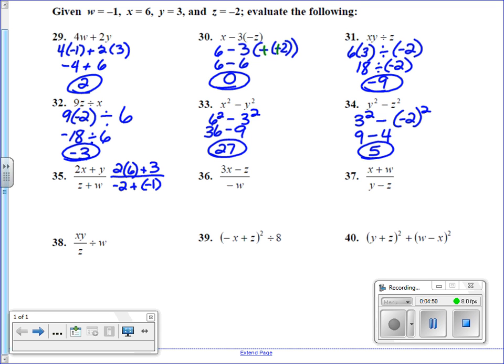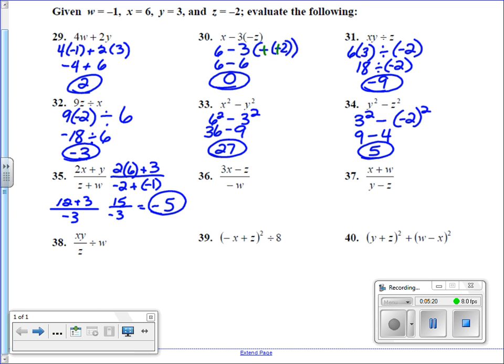2 times 6 is going to be 12 plus 3, all over negative 2 plus negative 1 is going to be negative 3. See how I'm doing all my math upstairs and downstairs, or above the fraction bar and below the fraction bar. 12 plus 3 gives me 15. 15, now it's divided by negative 3. I get negative 5.